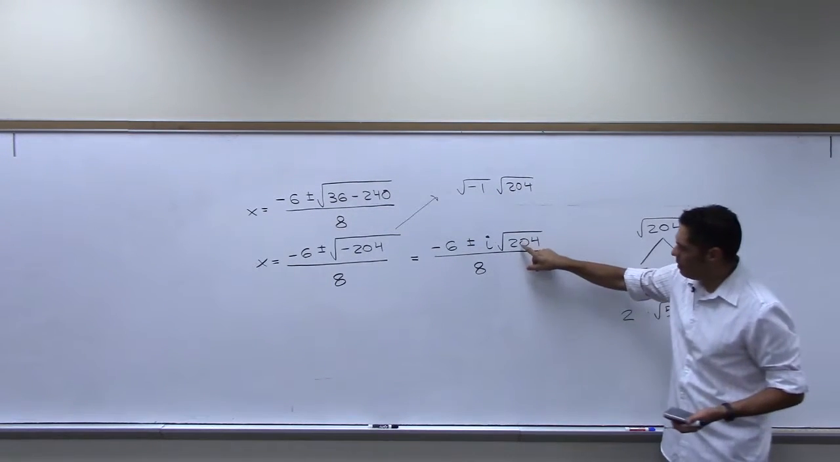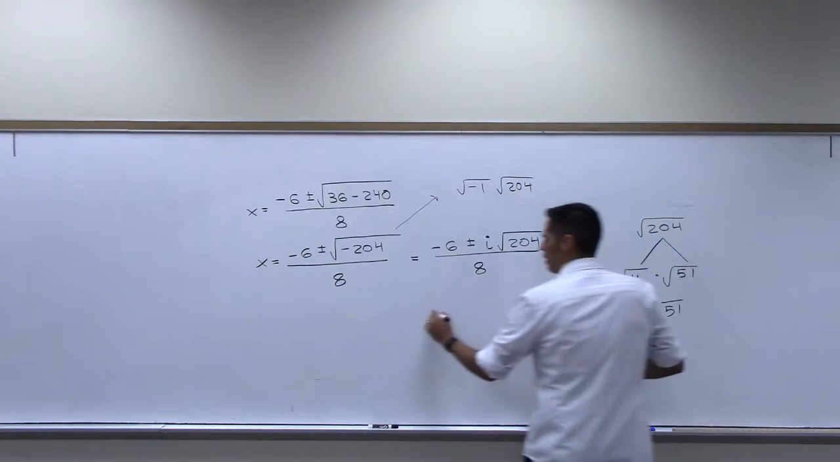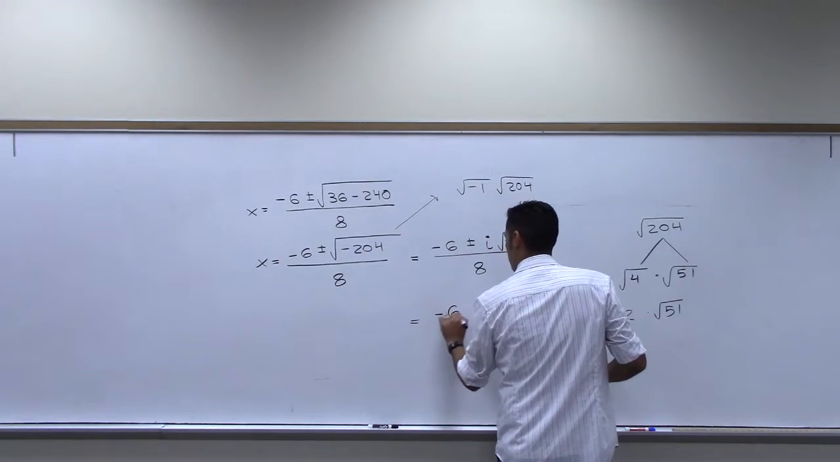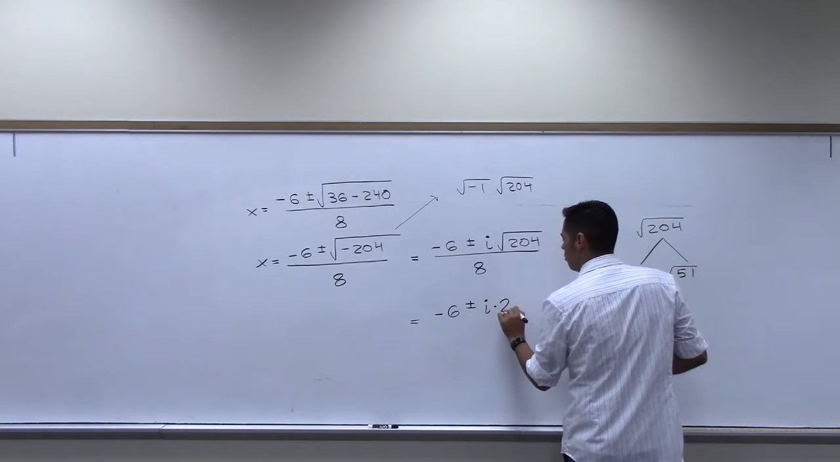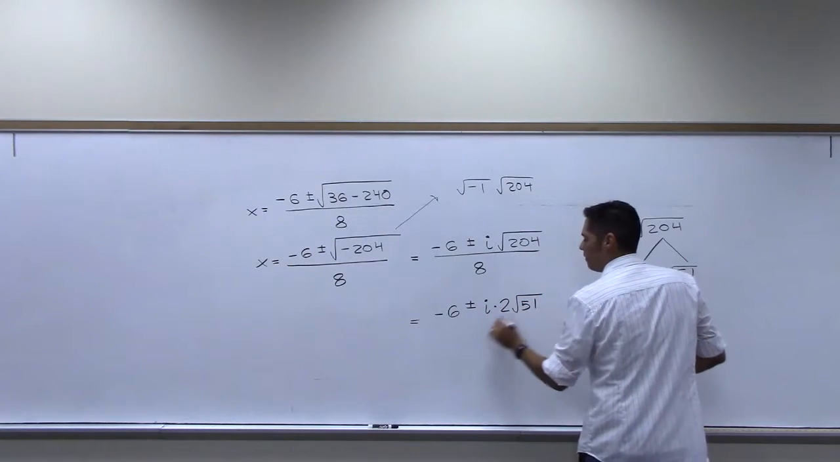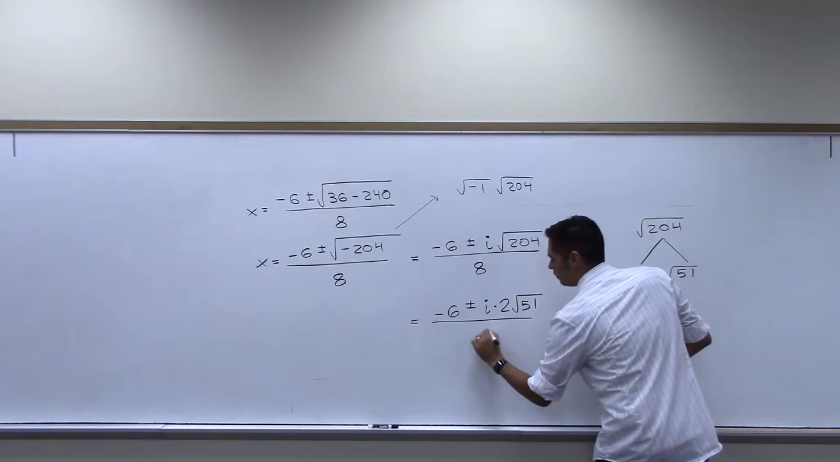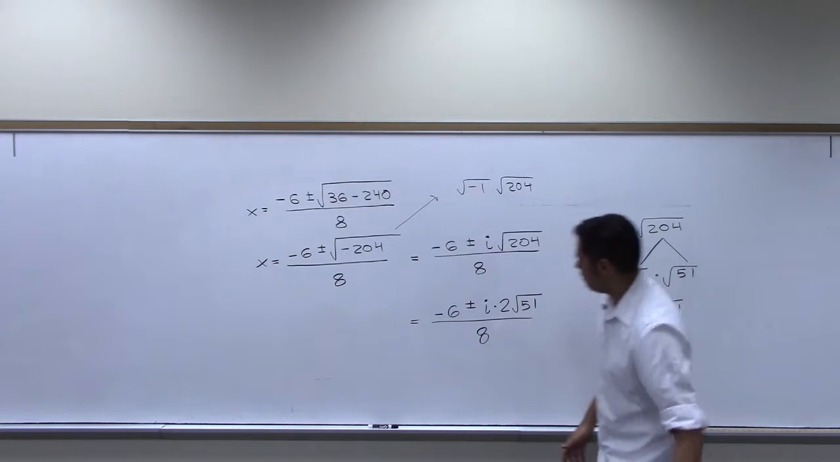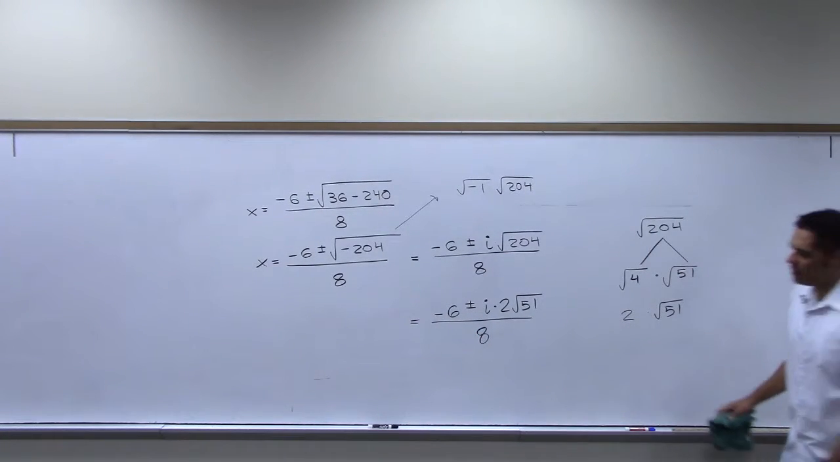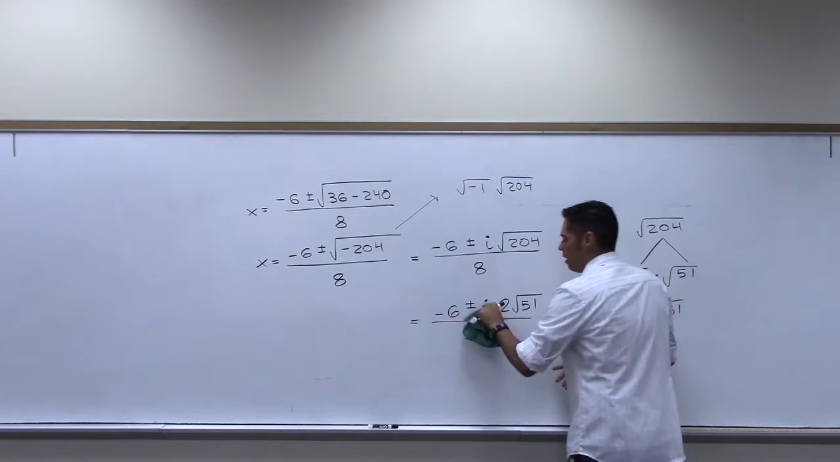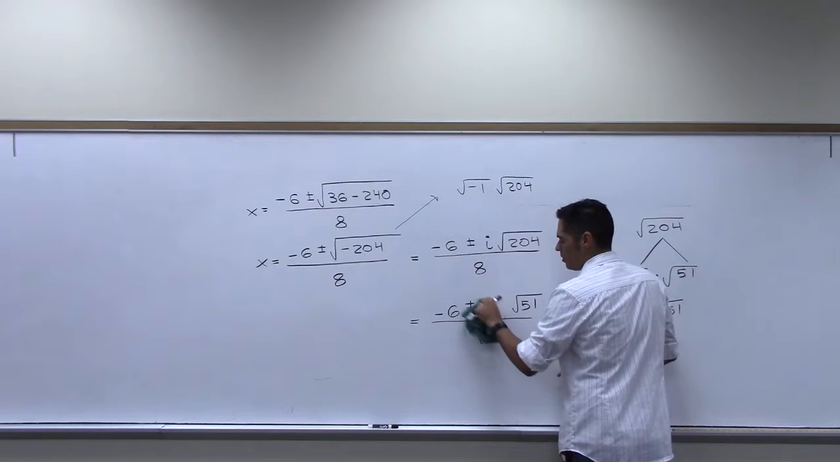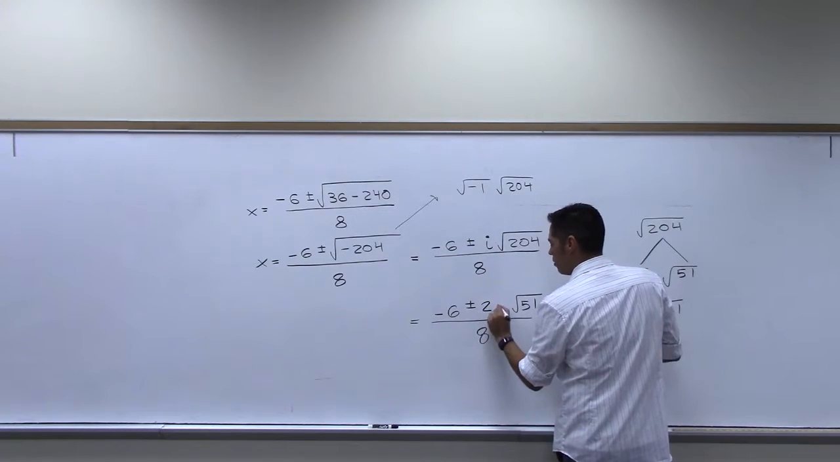I'm going to put that right here. It's going to be next to an i. So when I write it, I could write i times 2 times root 51 all over 8. And we normally don't write i times 2, we write 2i, just so you know. I wrote it there intentionally because I wanted you to see I'm going to switch it to 2i.